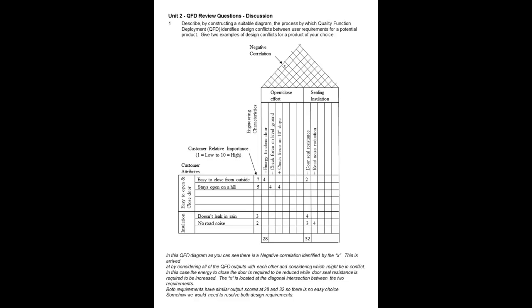So I hope you've had a think about the questions below. Let me give you my thoughts on answers. So question 1: describe, by constructing a suitable diagram, the process by which quality function deployment (QFD) identifies design conflicts between user requirements for a potential product. Give 2 examples of design conflicts for products of your choice.